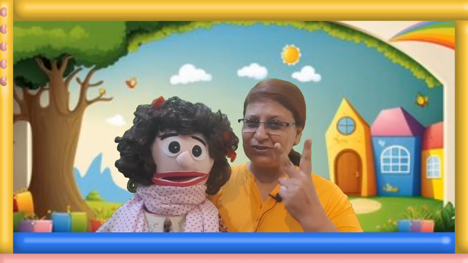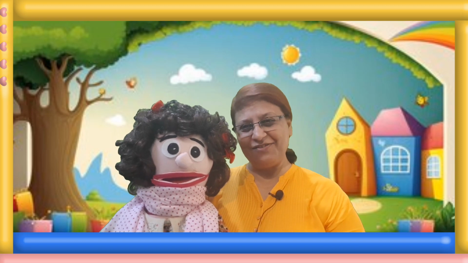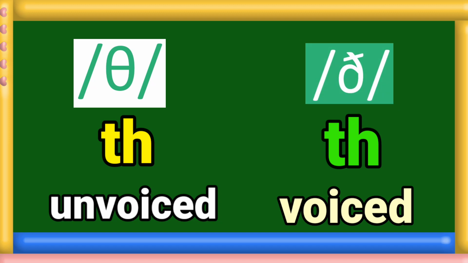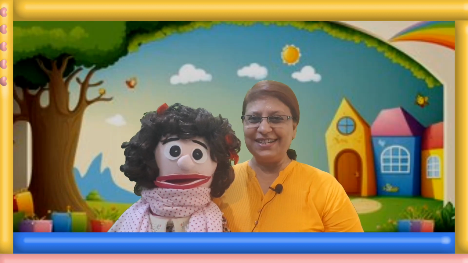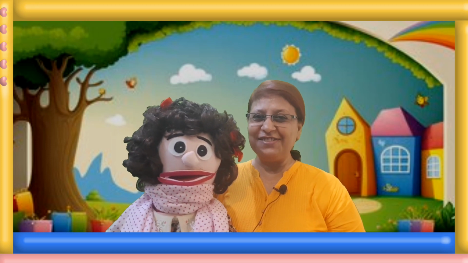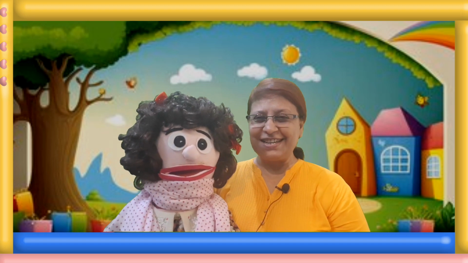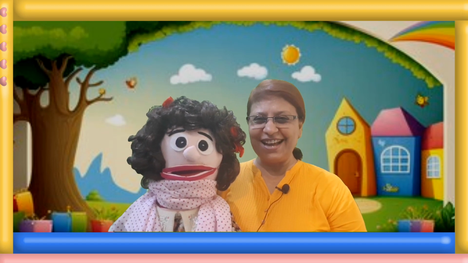Letters TH have two sounds, voiced and unvoiced. Unvoiced and voiced are represented by these two symbols. In unvoiced, we do not use our vocal sound, and in voiced, a small vocal sound is used. Rather, we can say a buzzing sound is used. Today we are going to learn the unvoiced sound of letters TH. Unvoiced? Yes, unvoiced. Now, let us learn how to make this sound.